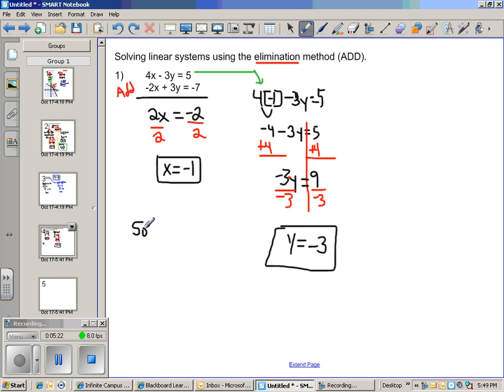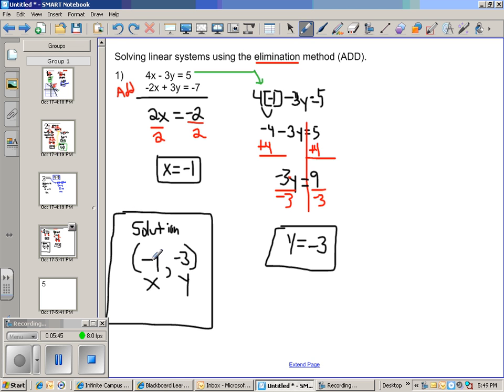So now we're going to take that and write out our solution to the linear system as an ordered pair. Every time you write out an ordered pair, we always write x first, and then we write y, and our solution is the ordered pair (-1, -3). Now, you should go back and test it: -1, plug in for x, -3, plug in for y. When you reduce the top equation, it should equal 5. When you plug in x and y for the bottom equation, you should get -7.